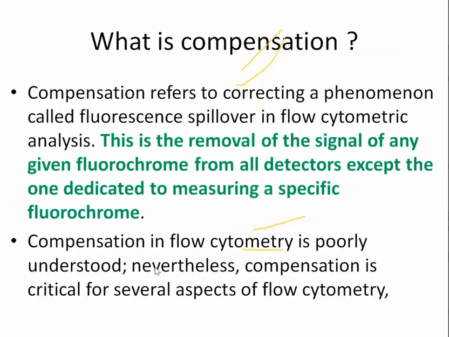Now, what is compensation? Compensation refers to correcting a phenomenon called fluorescence spillover in flow cytometric analysis. I repeat, compensation refers to correcting a phenomenon called fluorescence spillover in flow cytometric analysis. This is removal of the signal of any given fluorochrome from all the detectors except the one dedicated to measuring that specific fluorochrome. So if I'm using the FITC fluorochrome and running the sample, I should remove the signal in all other detectors except the FITC channel. That process is called compensation.